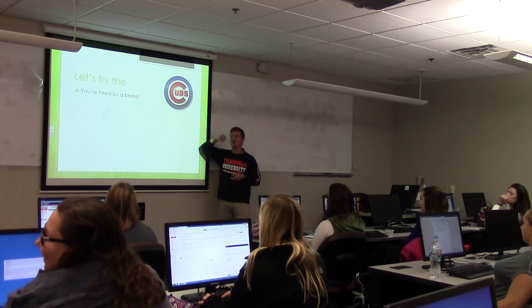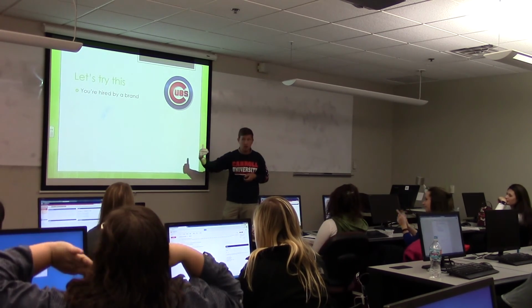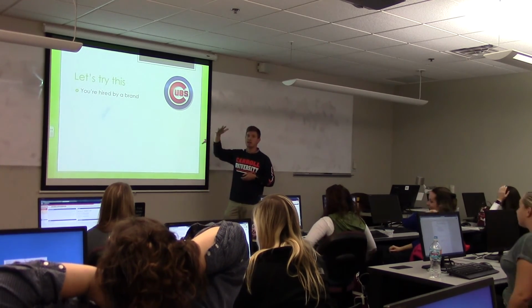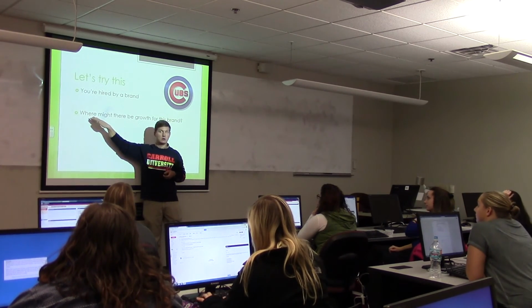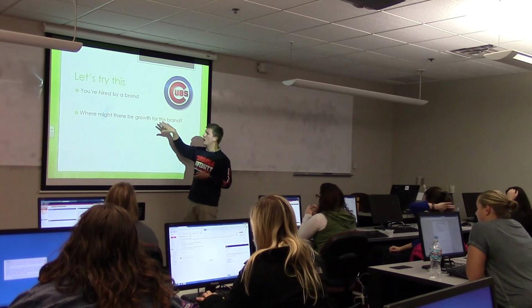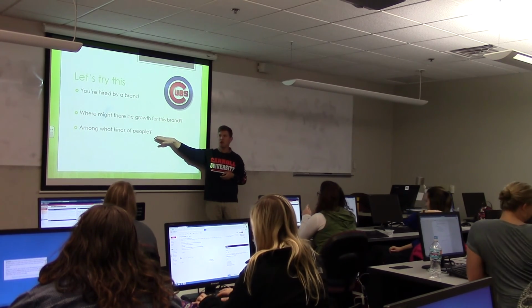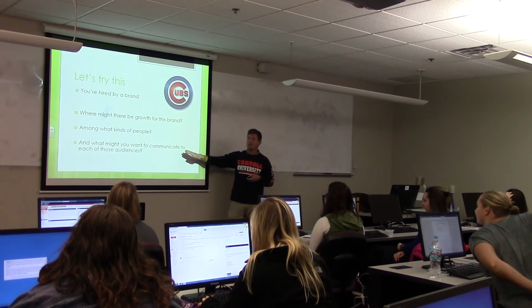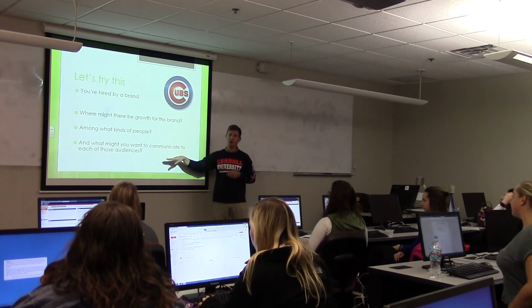The Cubs just won the World Series, right? So how are we going to market this beyond what it already is? We know about the Cubs brand already. How are we going to make it stronger? Where might there be growth for this brand? Literally, where? Geographically, maybe online as well. So among what kinds of people? What demographics might these audiences have? And then, what might you want to communicate to each of these audiences? With their psychographics, what are you going to try to tell them about the Cubs brand?